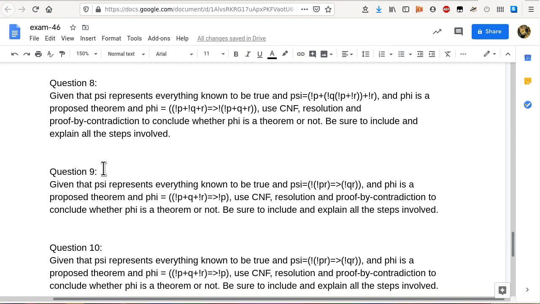Yeah, so if you cannot show me resolution, then I cannot give points for resolution. So that's the whole deal.